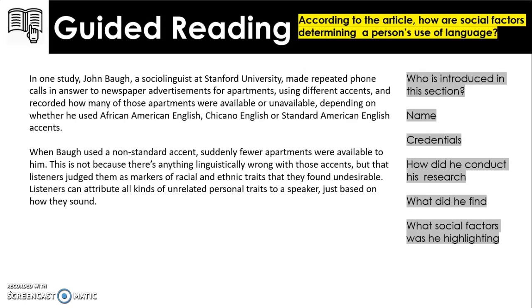Okay, so I love this. The article's bringing another kind of study to support the ideas that they want to raise. So it says here, who is introduced in this section? What is the study or the theorist's name? What credentials go with him? How did he conduct his research? What did he find? And what social factors was he highlighting? So you're just going to pause, reread this section, and complete those headings, those ideas in response to that question.